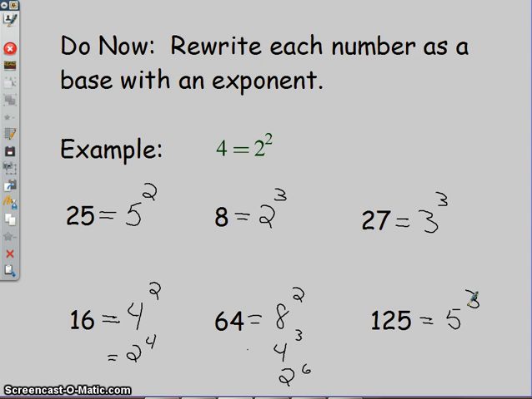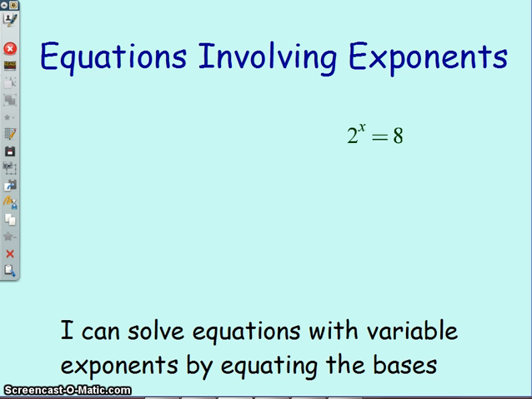So let's get into what we're talking about today. We're talking about equations that involve exponents. We want to be able to say at the end, I can solve equations with variable exponents by equating the bases. Equating the bases just means let's make the bases the same. And so when we look at 2 to the x equals 8, we have to think back to, hey, what can we change 8 to? On the previous activity, I asked you to turn 8 into a number raised to an exponent. You guys said it was 2 to the 3rd power.